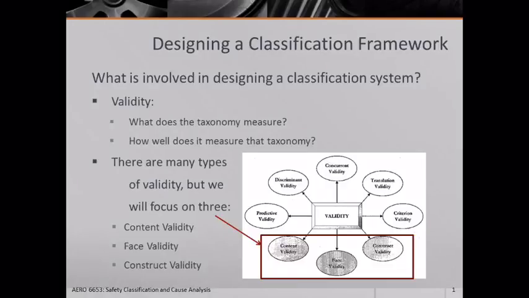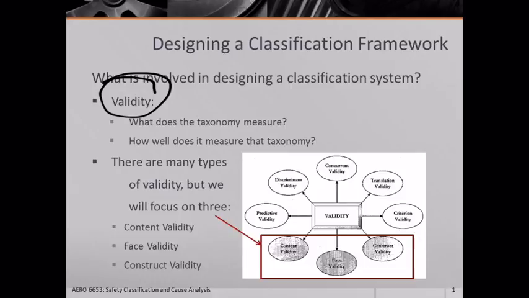A classification system is designed and implemented in order to make sense of the chaos. We discussed earlier that the NTSB investigates 1,500 accidents yearly, and that's just in aviation. And the only way to learn from all that data is to be able to make sense of the data. As you think about designing a classification system, any classification system needs to be valid. Valid is suitable for the purpose for which it was designed.